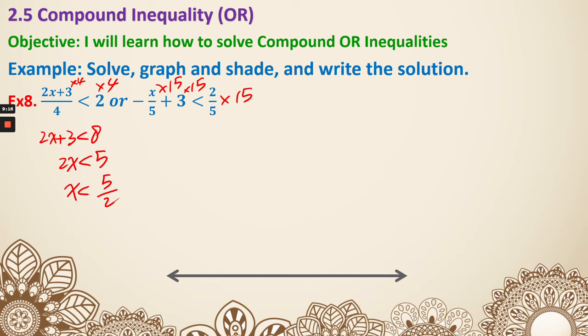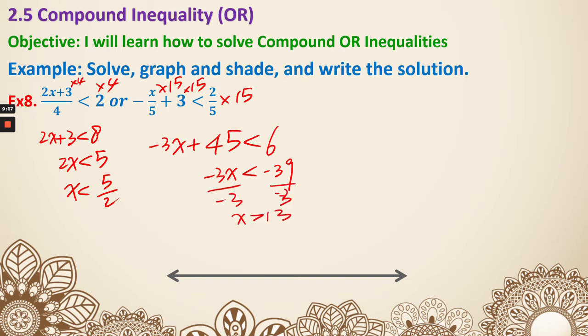So that's -15x over 5, so -3x. And 3 times 15 is 45. And the last one is 30 over 5, which is 6. So -3x is less than, subtract 45 on both sides, -39. Divide both sides by -3. X is greater than 13.